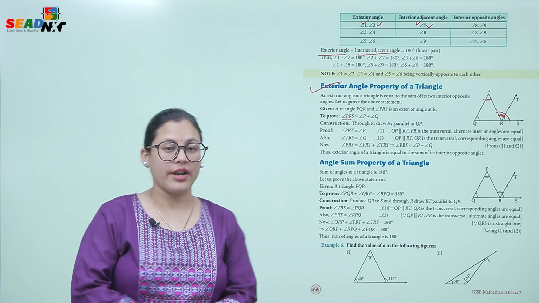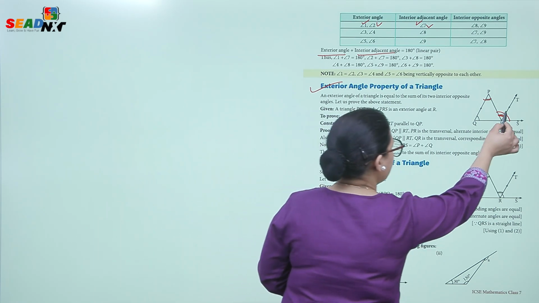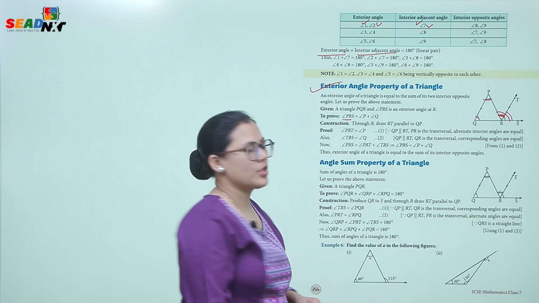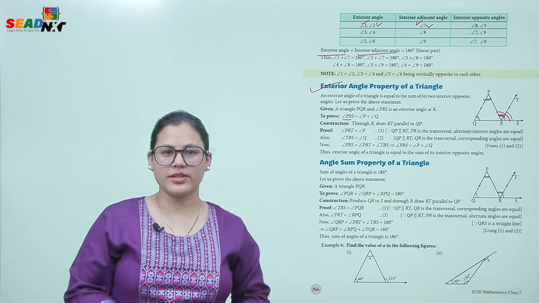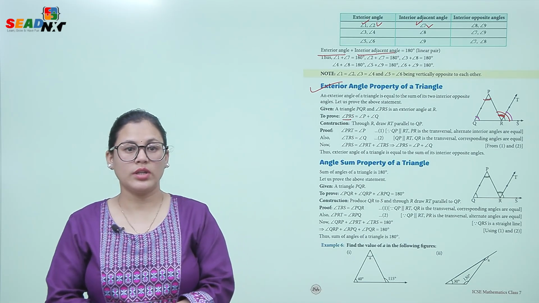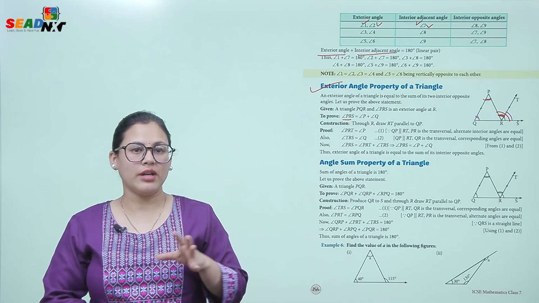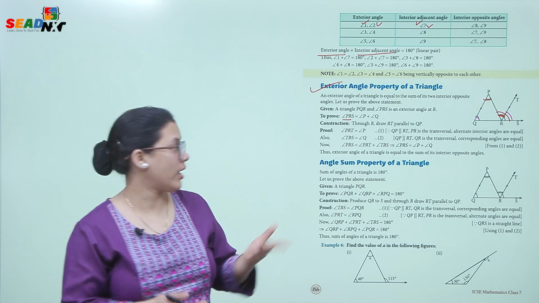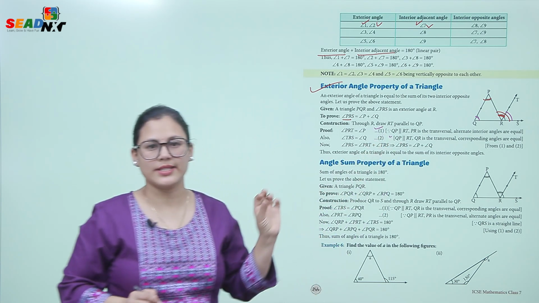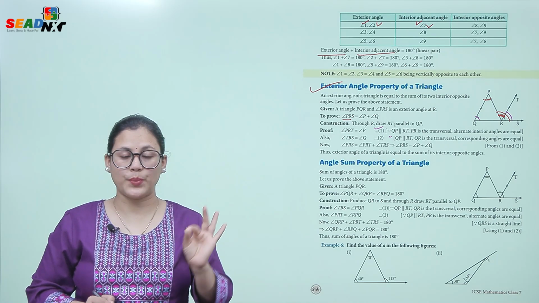Also angle TRS, this angle, TRS is equal to angle Q, because QP is parallel to RT and QR is a transversal, so corresponding angles are equal. Now angle PRS is equal to angle PRT plus angle TRS, which is equal to angle P plus Q. Why? From this equation and from this equation. Okay, this exterior angle of a triangle is equal to the sum of its interior opposite angles.